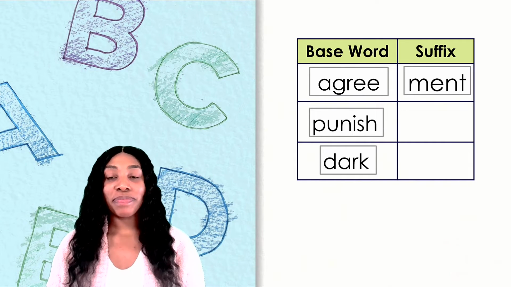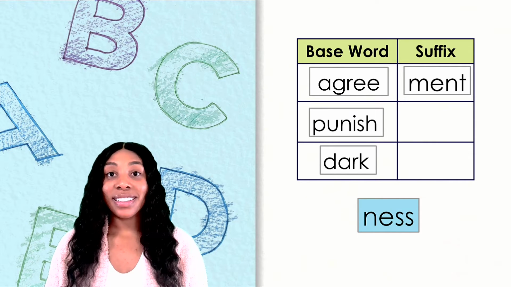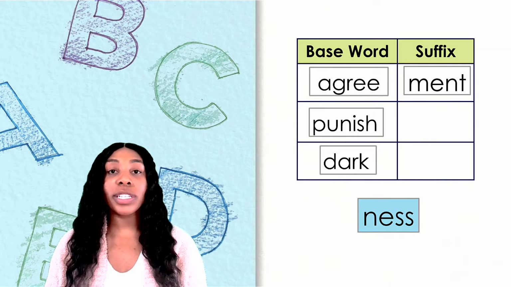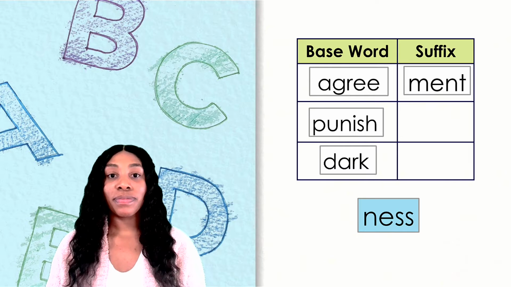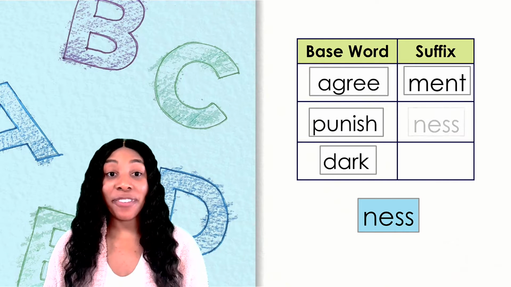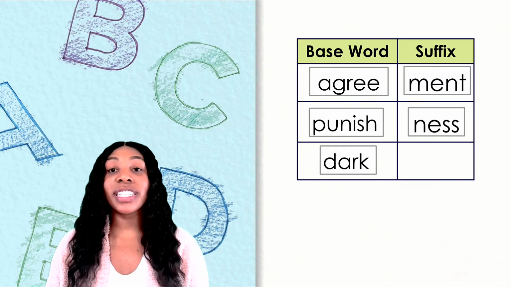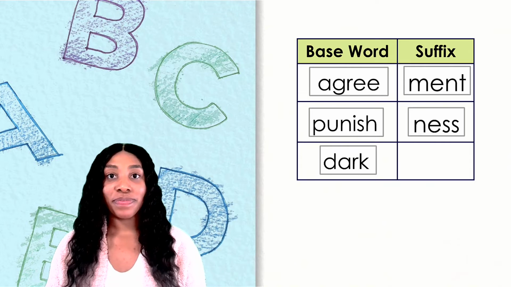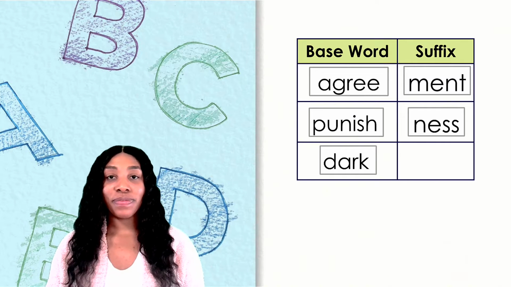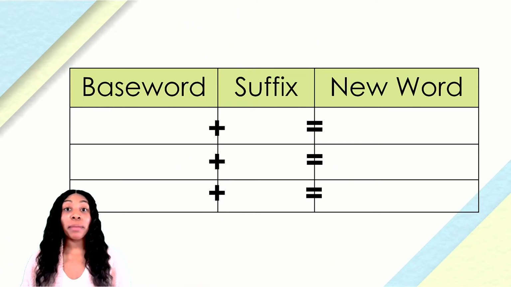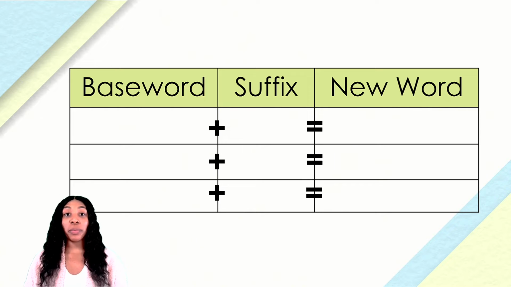Here's our next word. Ness. Is ness a base word or suffix? Ness is a suffix. We can add it to express being in a state or condition of that base word. Nice work, scholars. Get your paper and pencil ready so that we can build some words.